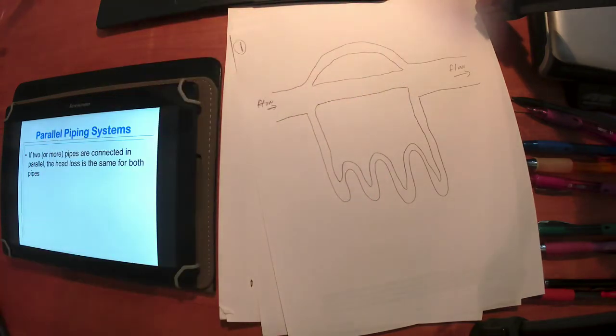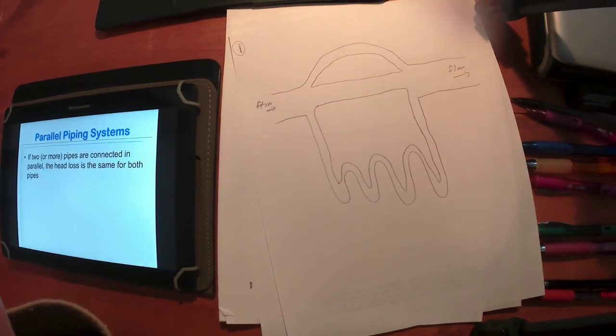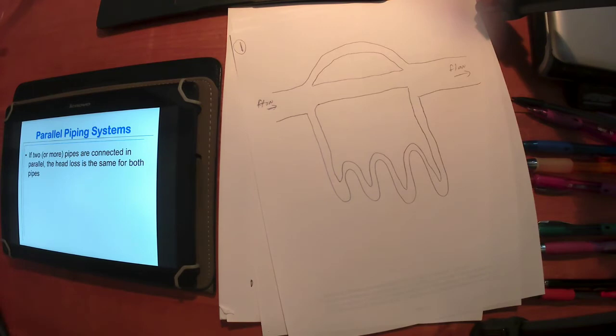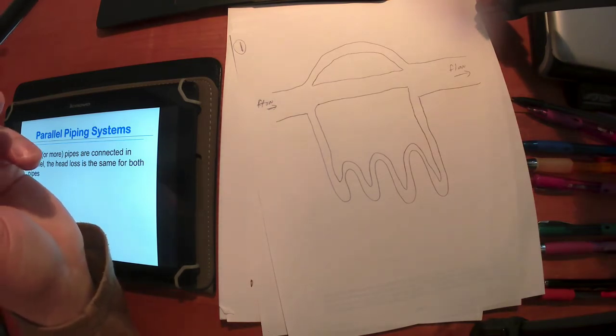I forgot to start my timer, so you're going to hear a pop here. I got to check my time. 3:20. I'm doing math in my head here.